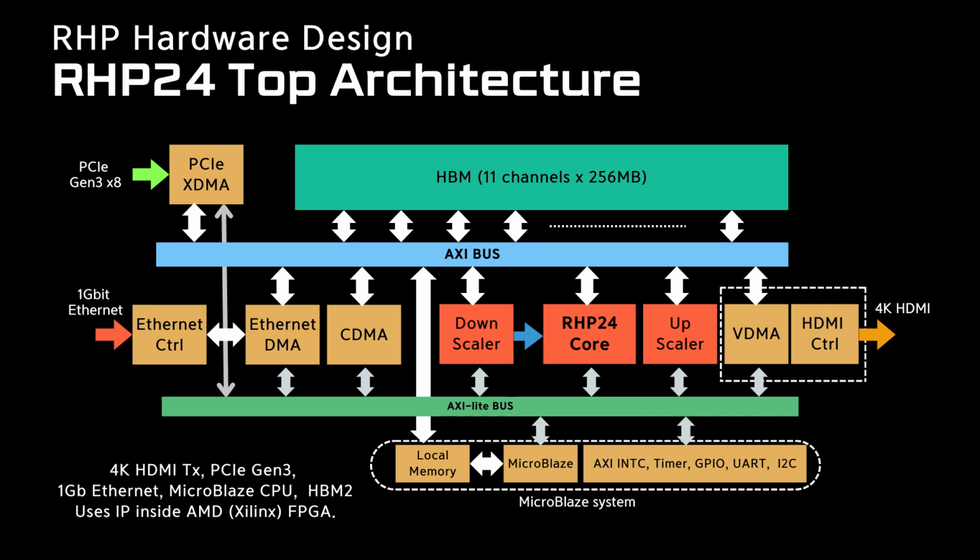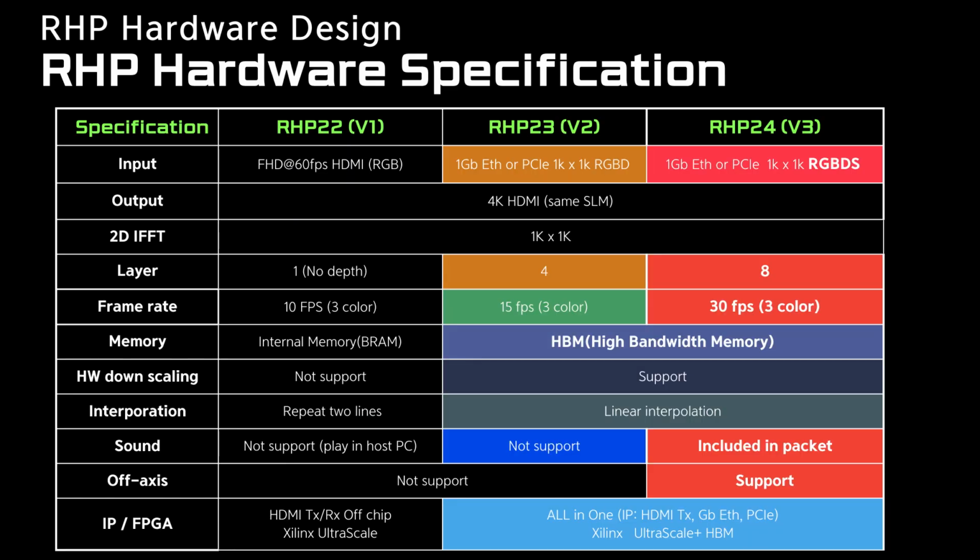Hardware blocks transmit data through AXI bus. They communicate with the microprocessor through the AXI Lite bus. RHP has been developed over the past 3 years. RHP22, version 1, developed in 2022, is designed as a single-core SEHB. RHP23 adopts RGBD packet type hardware structure to achieve 4-layered, 15 frames per second performance. RHP24, developed in 2024, supports RGBD plus sound packets. 8-layer, generates 30 frames per second off-axis CGH.